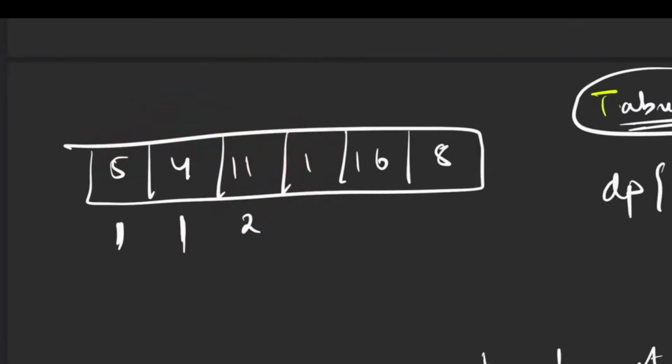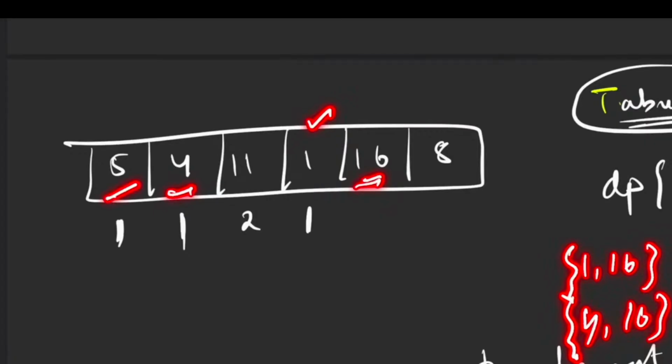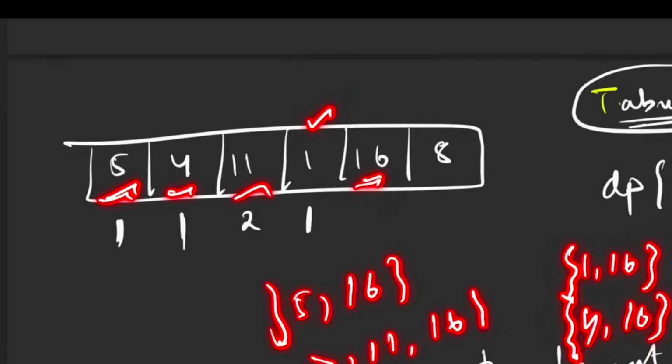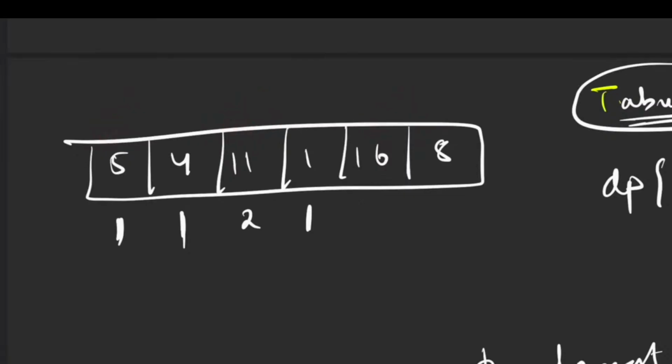Next, you go to 1. Can I have anyone before 1? 5 cannot be before 1, 4 cannot, 11 cannot. So the longest increasing subsequence will be of length 1 again. For 16, I can have 1 before 16, or 4, or 5, or 5 and 11 before 16. There can be a lot of other ways as well, like 4, 16. But the longest is if I pick 5, 11 and then 16, so I can have a length of 3.